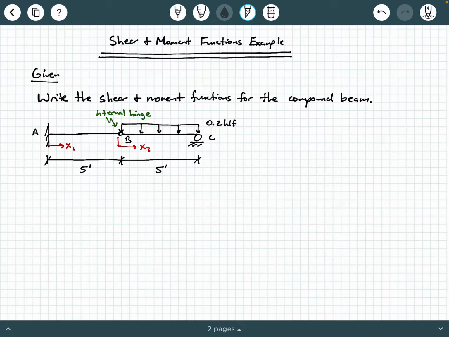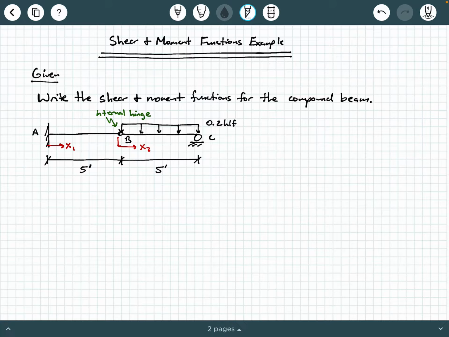The other thing we want to notice about this particular problem is that we have two domains that we're going to have to do some calculations on. The first domain is from point A to point B, and that's going to be defined by the variable x1. The second domain is from point B to point C, defined by the variable x2.